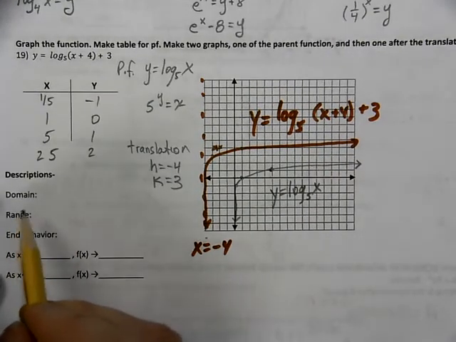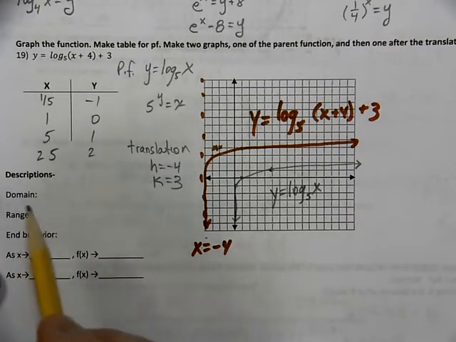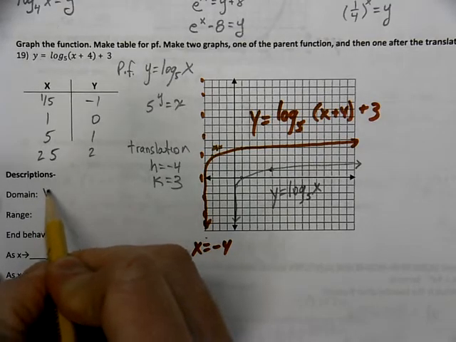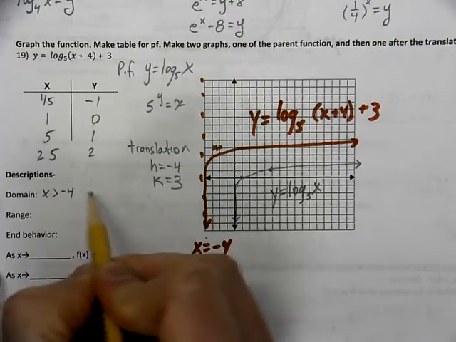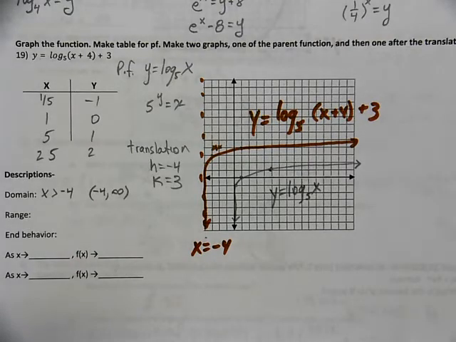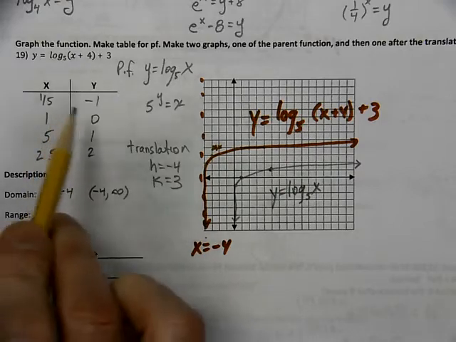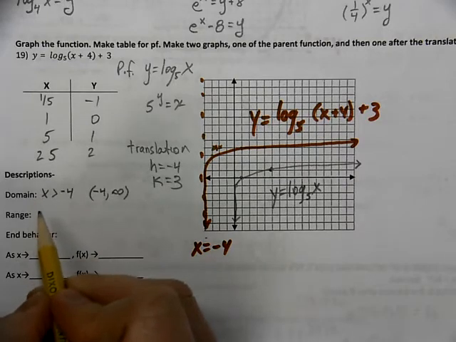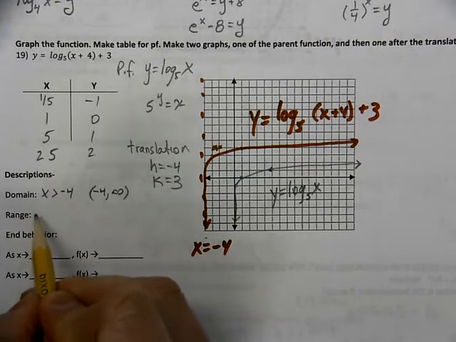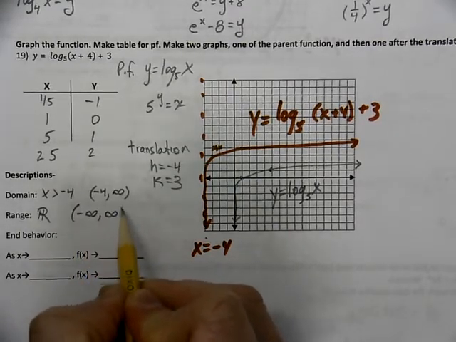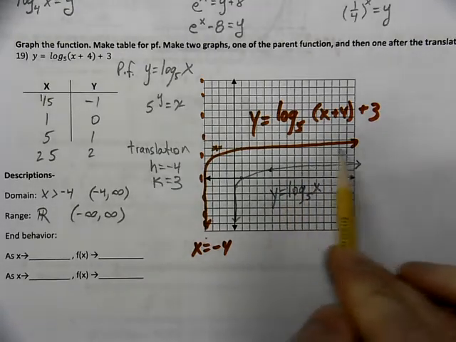The domain, what are the x values? How far left could we possibly go? We could only go up to negative 4. So we know our x values are greater than negative 4. Or you could say negative 4 to infinity for interval notation. The range, what values of y can we possibly get? We can get negative values of y, positive values of y. So now we can get all real numbers. We go down forever and we can go up forever. It just takes a long time for it to get up.